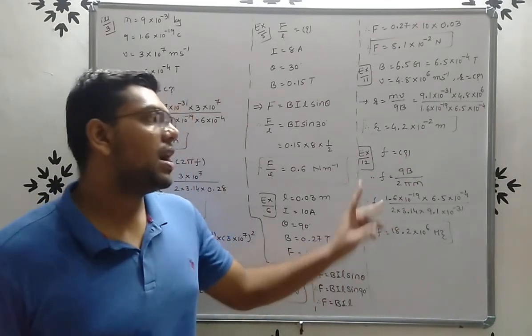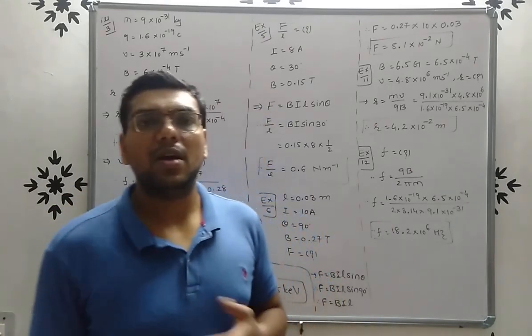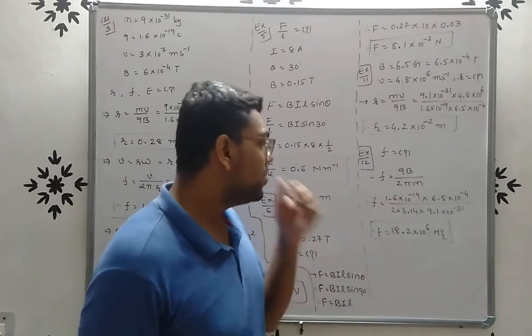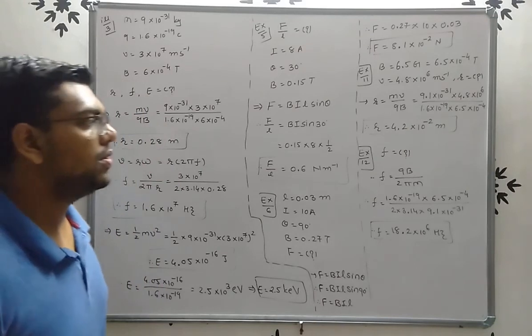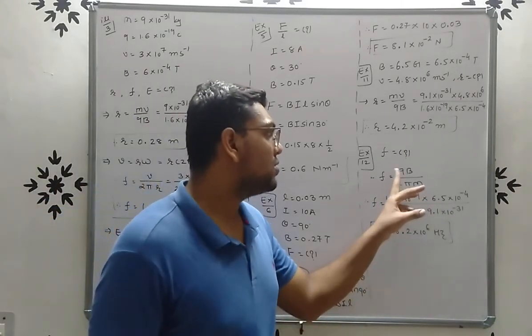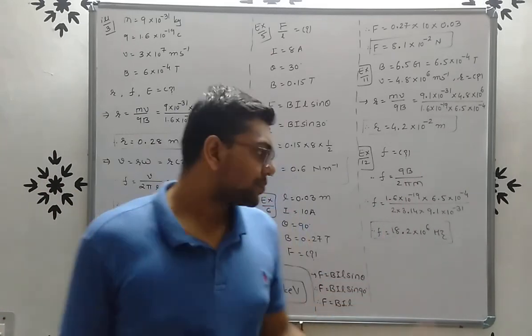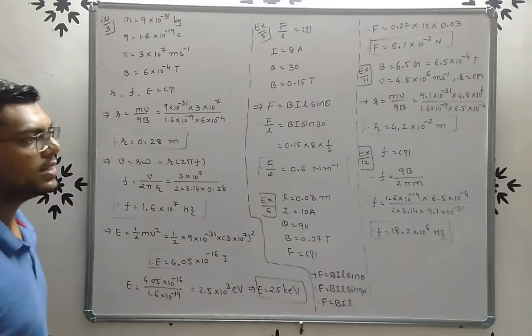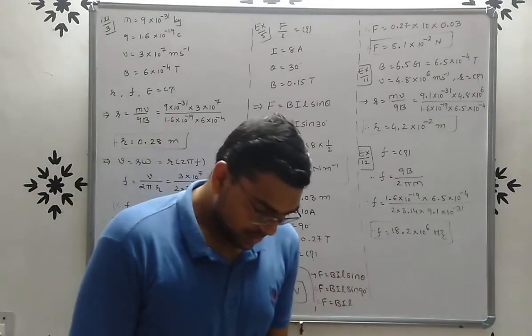Once again, we have to find the value of frequency. We already know the formula of frequency, f is equal to qB upon 2 pi m. We know the value of charge, magnetic field and mass of the electron. So after putting the values of q, B, pi and m, we get frequency 18.2 into 10 raised to 6 hertz, or we can say 18.2 megahertz.